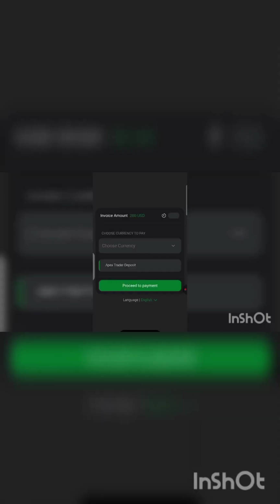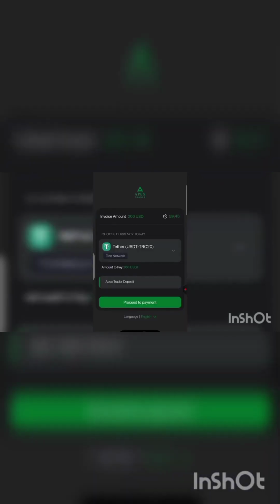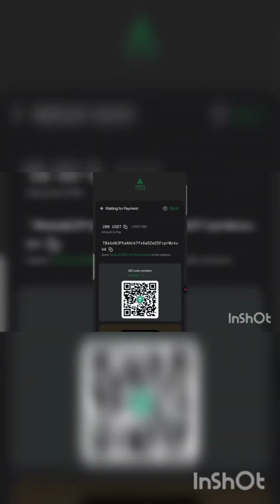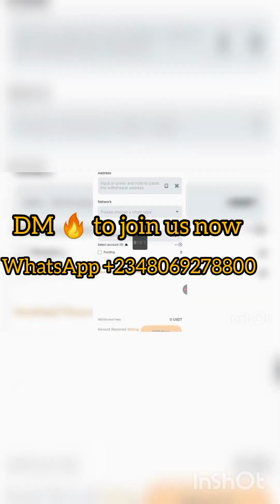The next thing is for me to copy the wallet. Remember, we are going to be trading live with this 200 USD on Bitcoin/USDT. So now let me send TRC20. The next thing is for me to copy this wallet and go back to my Bybit to send this particular 200 USD. You can see over here, this is on chain.